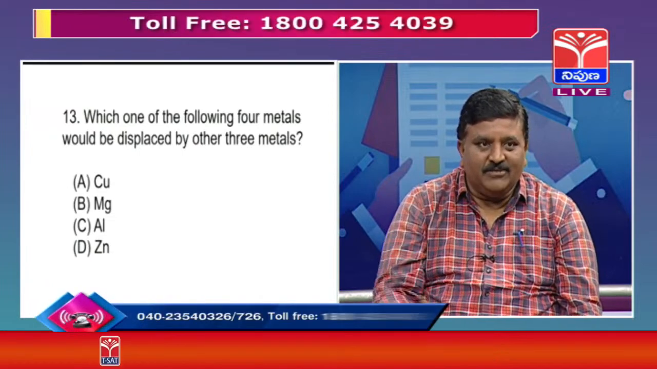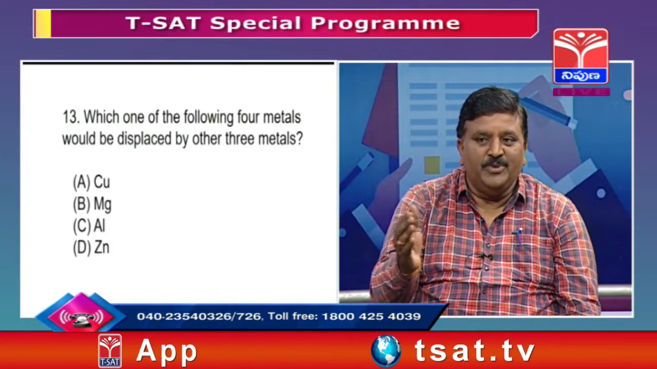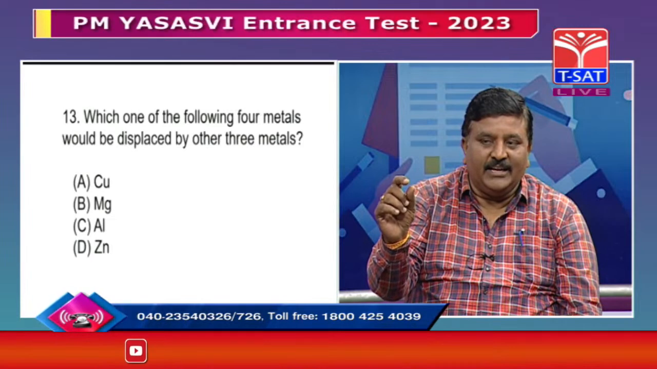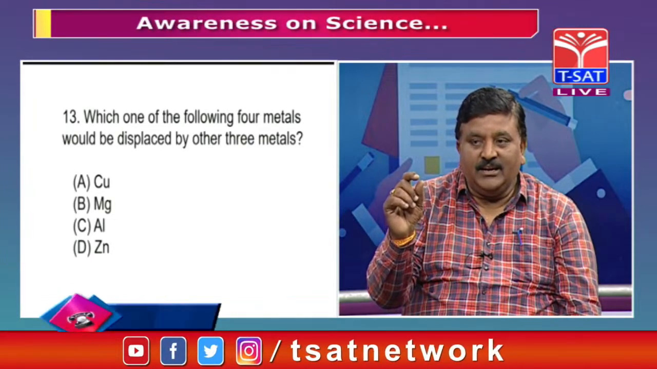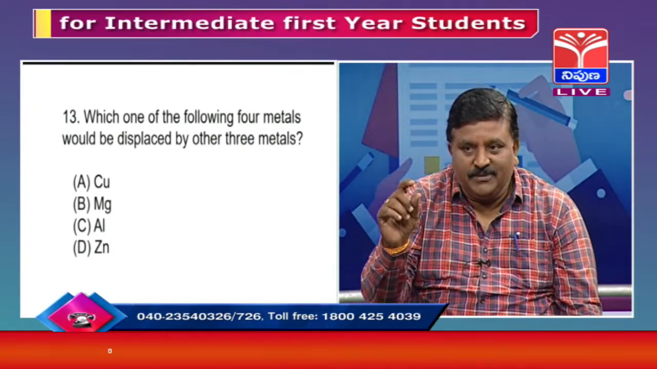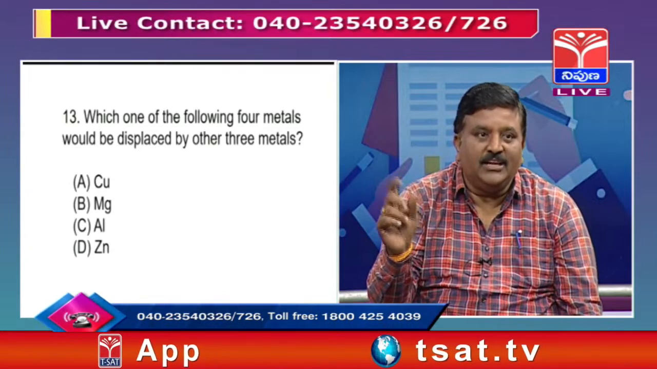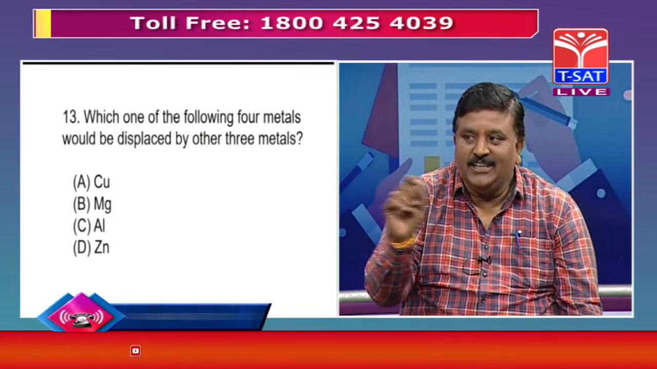Let us see one by one. So, in these four, copper, magnesium, aluminum and zinc, the highest reacting metal is magnesium. So this can displace all the three. In a reaction, if three are there, this magnesium can displace all the three metals. That is why it is incorrect.